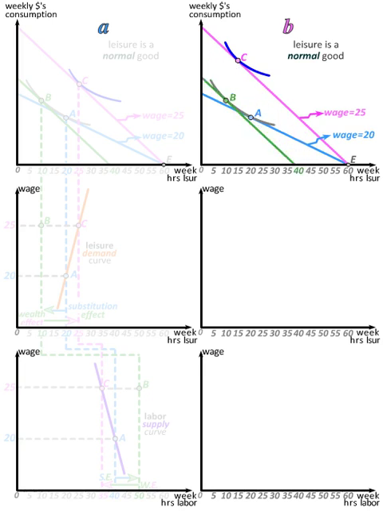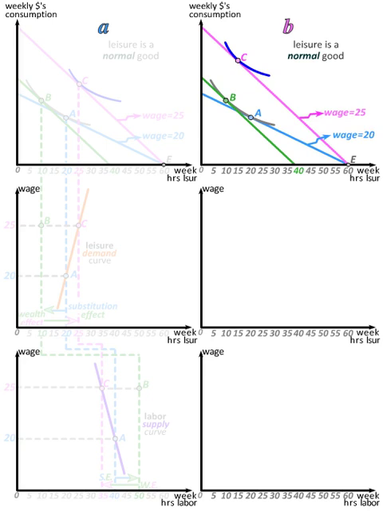To isolate the substitution effect, we again introduce the green compensated budget constraint and its tangency with the original indifference curve at bundle B. Because we've kept the shape of the original indifference curve the same as in panel A, bundle B happens at exactly the same place as it did in panel A. In other words, the substitution effect in panel B is the same as it was in panel A.